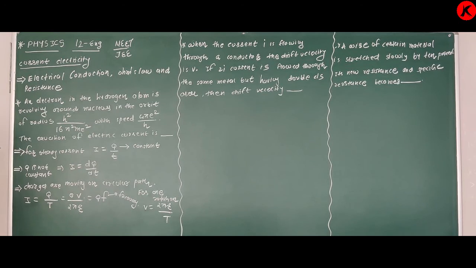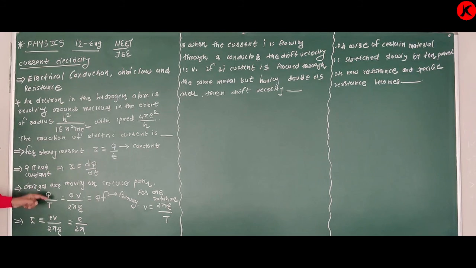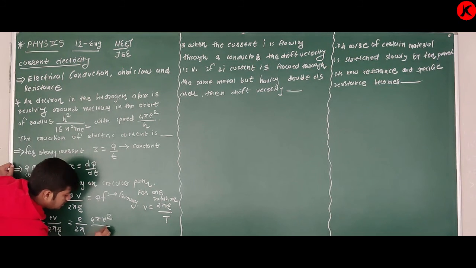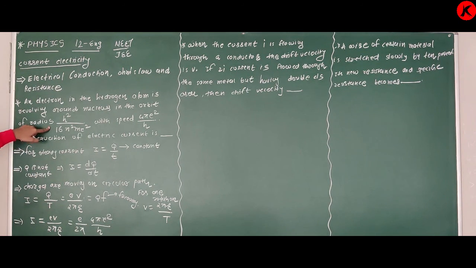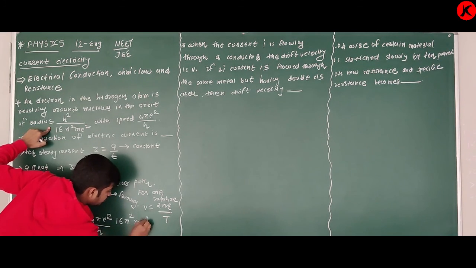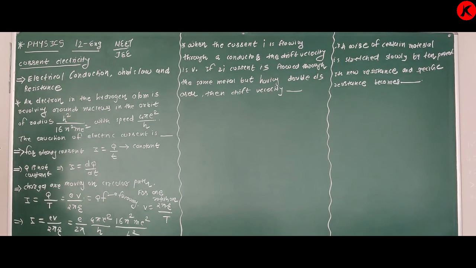Here in this case I is equal to e v upon 2 pi r. So it is e upon 2 pi, and v is here, it is 4 pi e square upon h, and 1 upon r means its reciprocal, so it is 16 pi square m e square divided by h square. Now you have to simplify this and cancel some values.